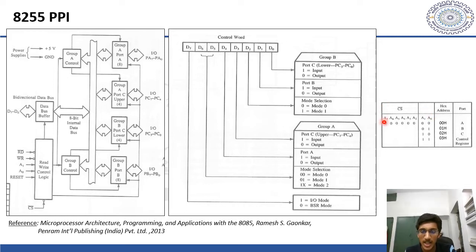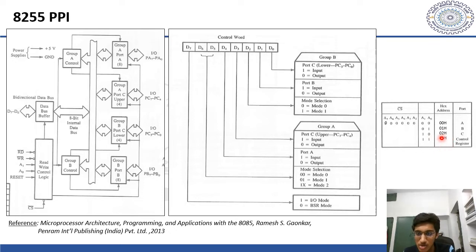For this particular example, the chip select line would be low whenever all lines from A7 to A2 are low. Depending upon the bits carried by the lines A1 and A0, whenever A1 and A0 are both 00, the hex address would be 00H, which corresponds to the address of port A. Similarly, when A1 and A0 carry the bits 0 and 1 respectively, the hex address would be 01H, which corresponds to port B. Then the address for port C is 02H, and finally the address for the control register is 03H.